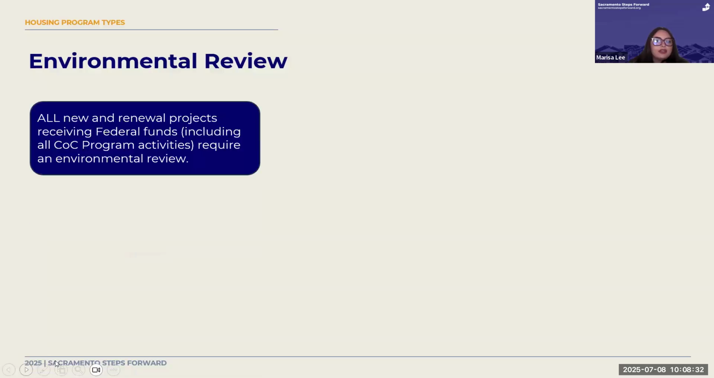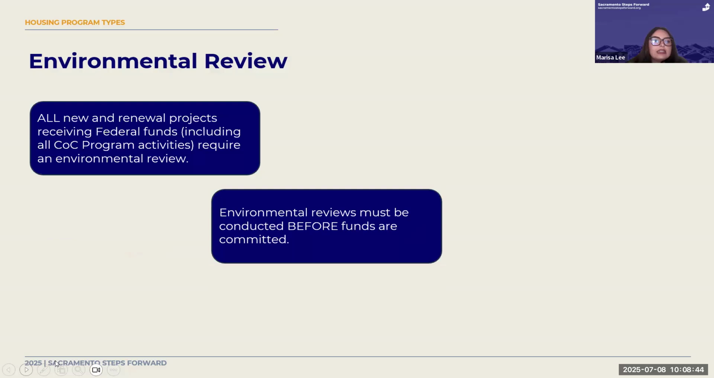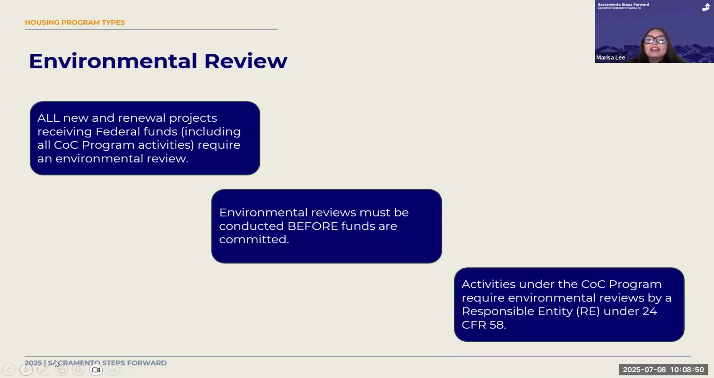Environmental reviews. Okay. All new and renewal CoC funded projects must complete an environmental review before committing funds. This includes, okay, can we jump to the last one? I think there's one more. There we go. This includes leasing and rental assistance projects. Reviews must be completed in advance. You cannot commit or spend federal funds until this step is done. HUD requires this under 24 CFR Part 58. The review has to be carried out by a responsible entity, which in Sacramento, our Public Housing Authority conducts. Next slide, please.